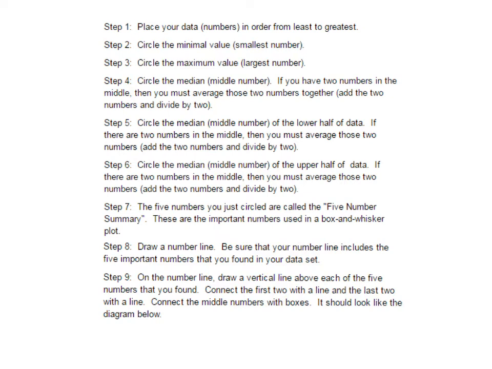We're going to circle the minimal value, or the minimum, and the maximum value. And then we're going to circle the median. Now remember, just like when we did median in previous lessons, if two numbers are in the middle, we're going to average those two numbers together, add them, and divide by 2. All right, let's start there, and we'll refer back to steps 5 through 9 in a minute.